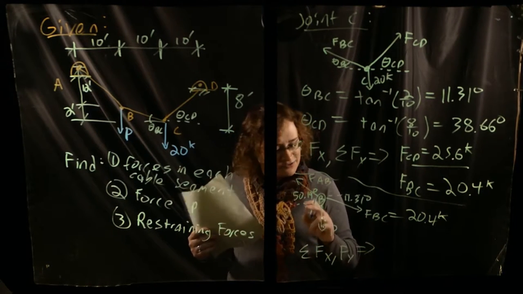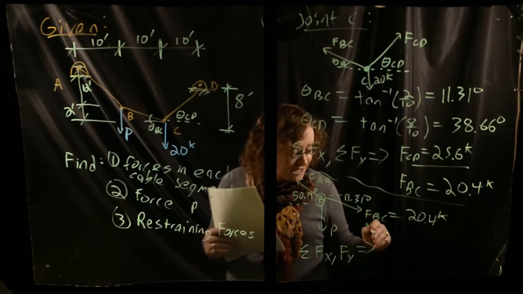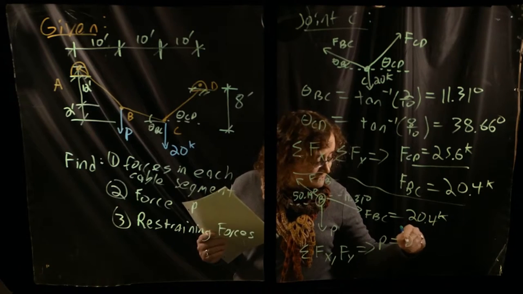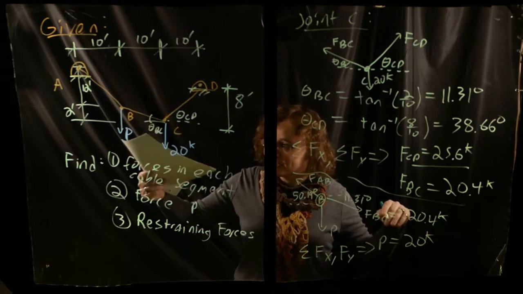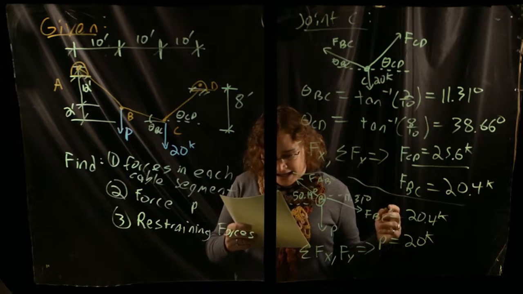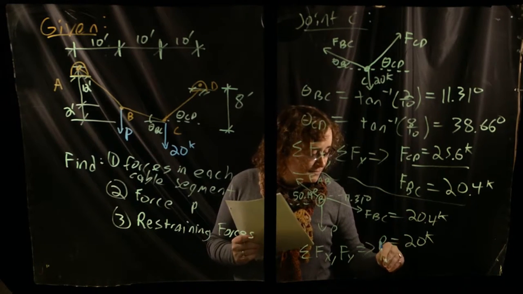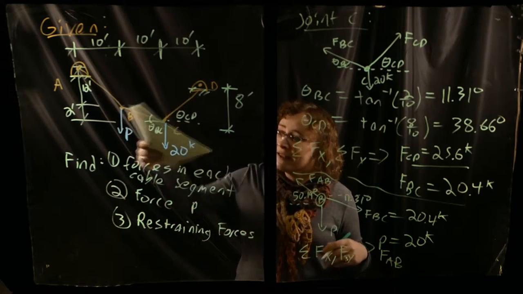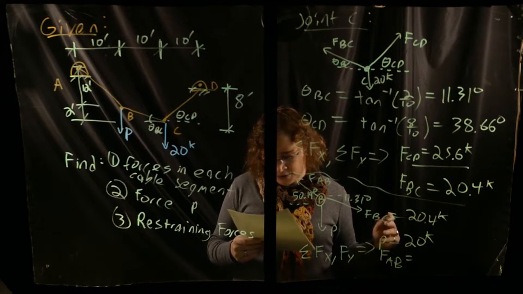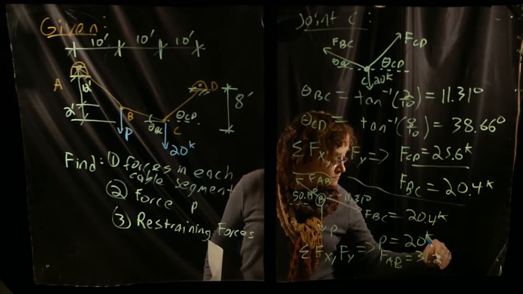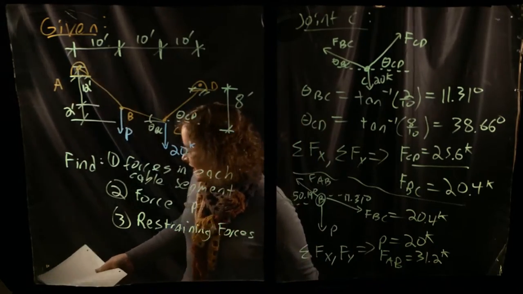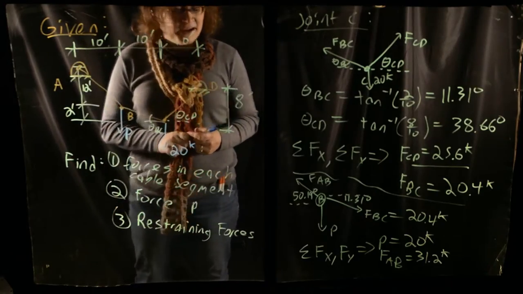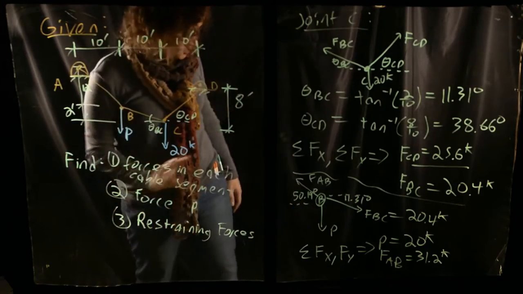And what I get doing that, I can get force P and FAB. P is equal to 20 kips. A 20 kip force is necessary to produce this kind of cable draping. And I also find that FAB, the force in cable AB, is equal to 31.2 kips. So doing that, I have now found all of my cable forces. But I still need to find my reaction forces, so I'm going to erase this section here.